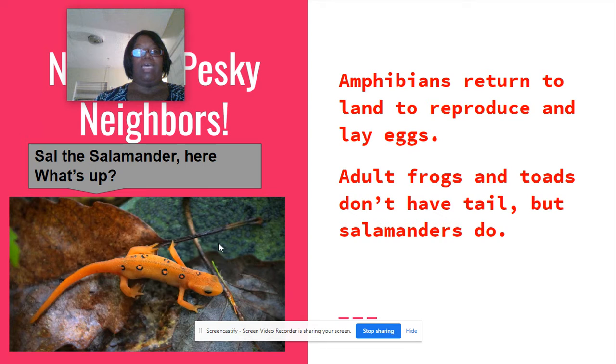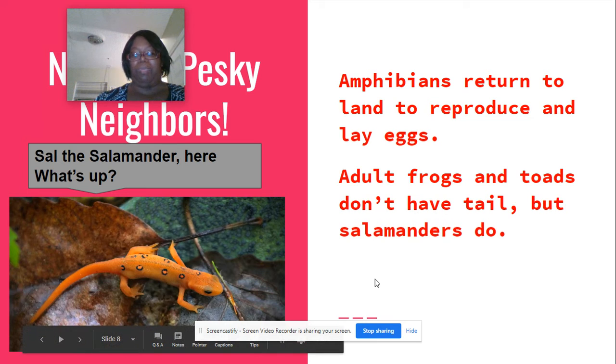So now we have Sal the salamander. Sal the salamander here. What's up? Amphibians return to land to reproduce and lay eggs. Adult frogs and toads don't have tails, but salamanders do. So that's how you can tell the difference. And this little salamander has little spots on it.